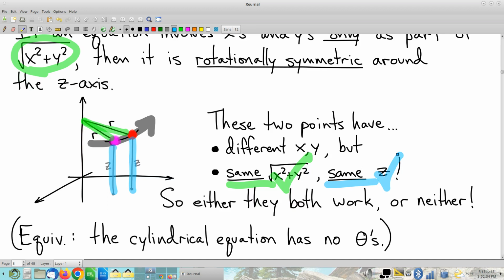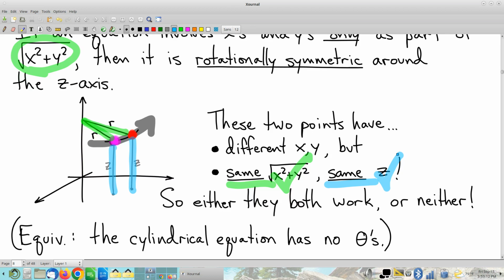And now let's think about our equation. Yeah, they're different coordinates. X's and y's are all different, but the x and y only serve to compute this thing here. That's the only role that x and y play. And these 2 points produce the same result there. And they have the same value of the only other variable, so the arithmetic that goes into the equation is going to give the same result for both of these points. So either they both work or they both fail. And that makes this a rotationally symmetric surface. It's a pretty cool little argument there.